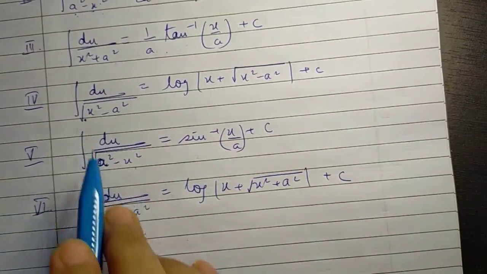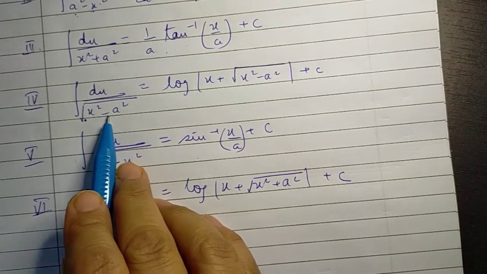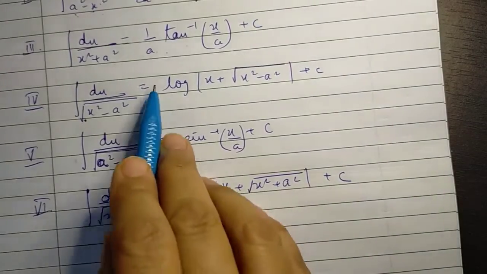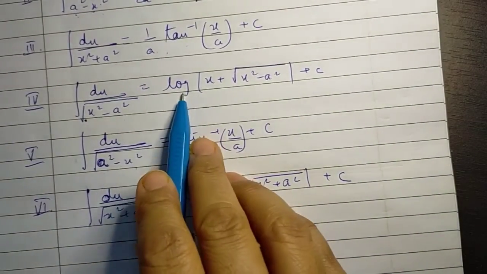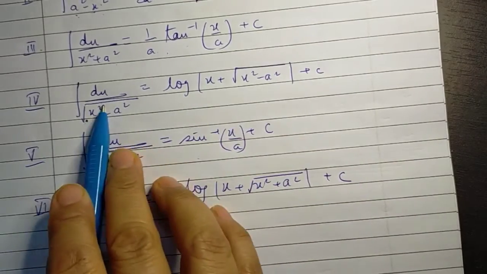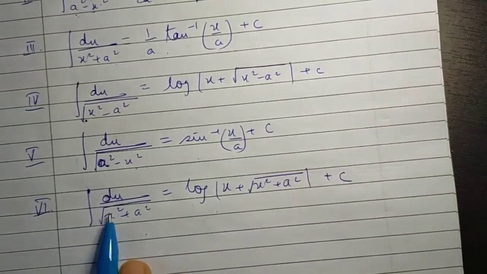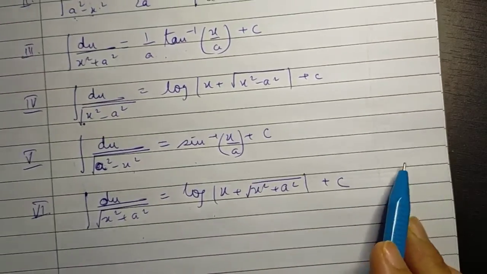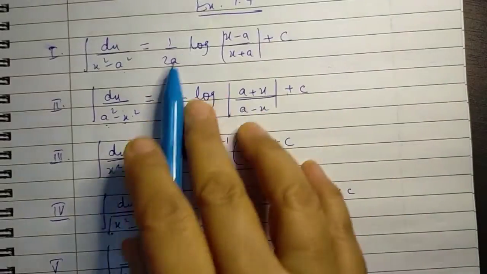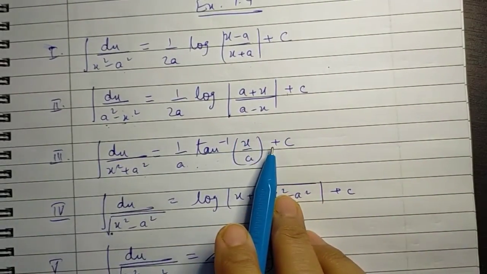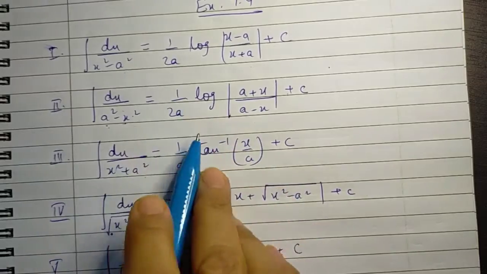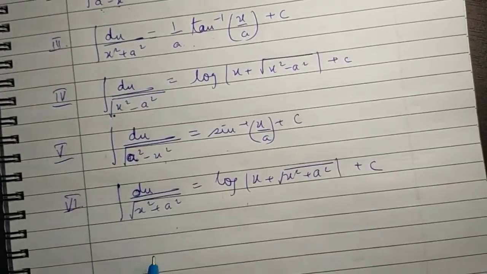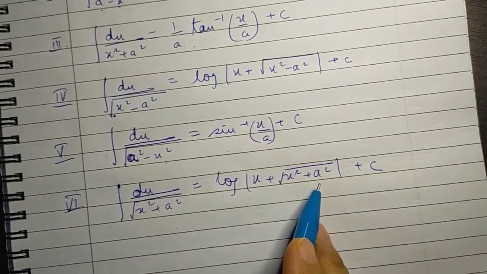Similarly, the last pair of results, that is 1 upon under root of x squared minus a squared and 1 upon under root of x squared plus a squared, are also somewhat similar. Similar result, log of x plus whatever is under the root, plus a constant. Here also log of x plus whatever is under the root, plus a constant. So you can observe that these are very similar and there is a minute difference between each of them. So sometimes it may get confusing to learn them.